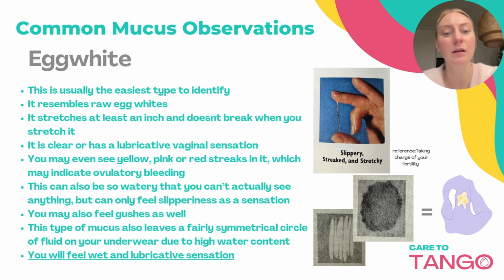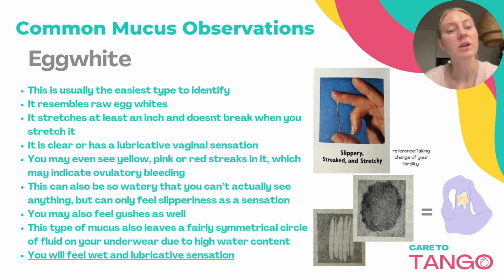You might even see a little bit of yellow, pink, or red streaks in it, which can possibly indicate ovulatory bleeding. And then this can also be so watery that you can't actually see anything, but you can only feel a slipperiness as a sensation. Some women don't get that egg white stretchy, or they skip over it, or they just don't notice it. They may only get that really watery fluid, like possibly a watery gush. That would be indicative of high estrogen as well and would be fertile.